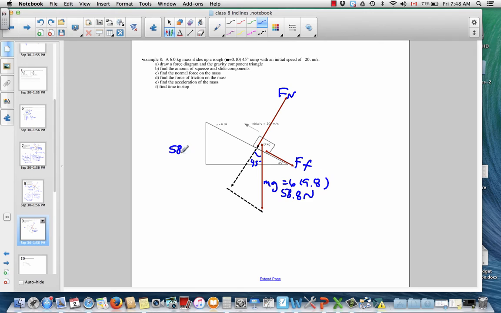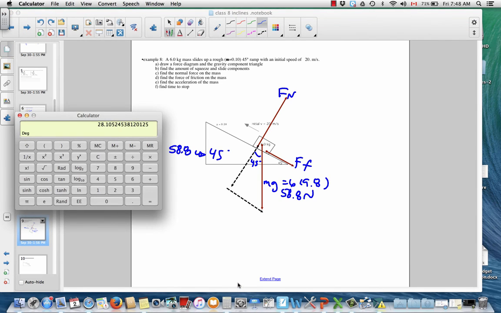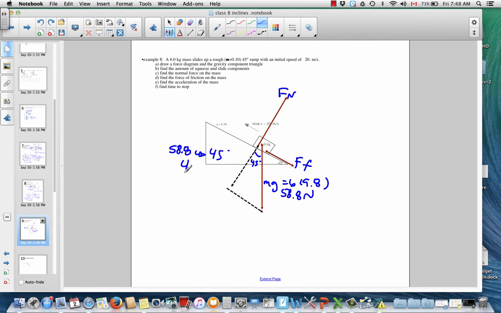Okay, so here we are, 58.8 cos 45. That's going to be our squeeze component. Let's see how much that is. That's 41.6. Now, our slide component, the 58.8 sine 45. Now, in a 45-degree triangle, it's isosceles. You can check if you want. It will also be 41.6 newtons of slide.